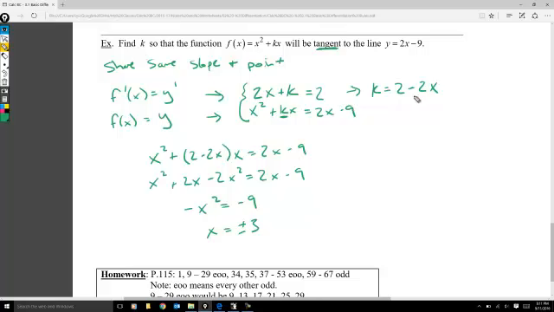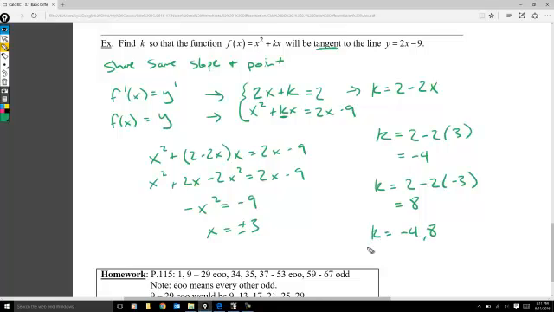So let's plug back into my expression for k. k is going to be 2 minus 2 times positive 3, and k is also going to equal 2 minus 2 times negative 3. If we simplify this, I end up with negative 4, and I end up with 8. So k is going to equal negative 4 and 8. This is my final answer.